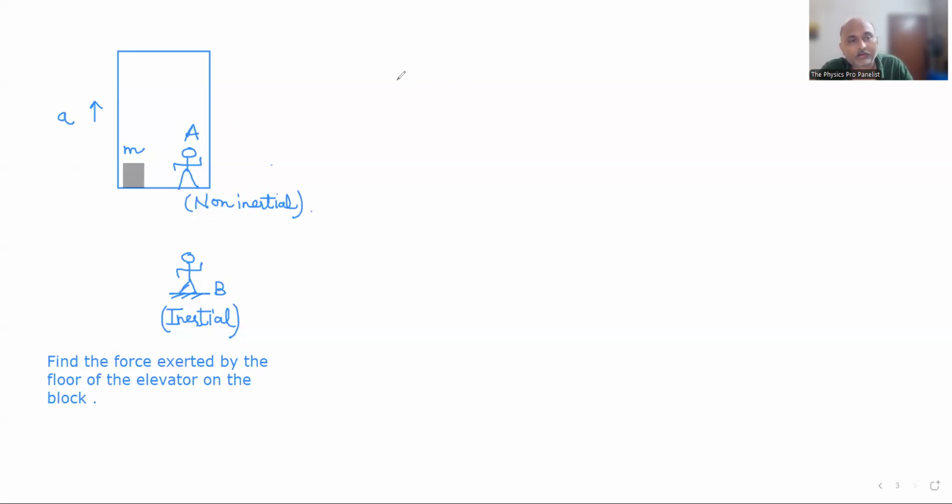Let's find it. First I will draw with respect to the inertial frame. So with respect to B, I am drawing the free body diagram. All of you please pay attention. Here we place the block. This is mass m, weight mg downwards, normal reaction N upwards.